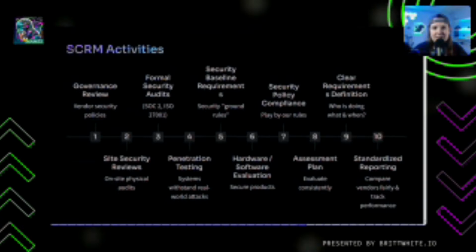Let's review the key activities involved in supply chain risk management. These are essential steps we need to take to protect our organization from supply chain threats. First, we conduct a governance review. This means thoroughly examining our vendors' security frameworks, policies, and standards to ensure they align with our requirements. For our critical vendors, we perform site security reviews. These are on-site physical audits where we actually visit their facilities to verify security measures firsthand.